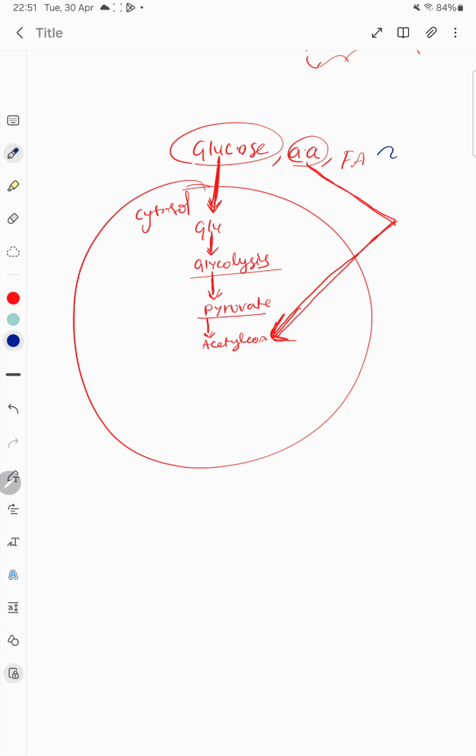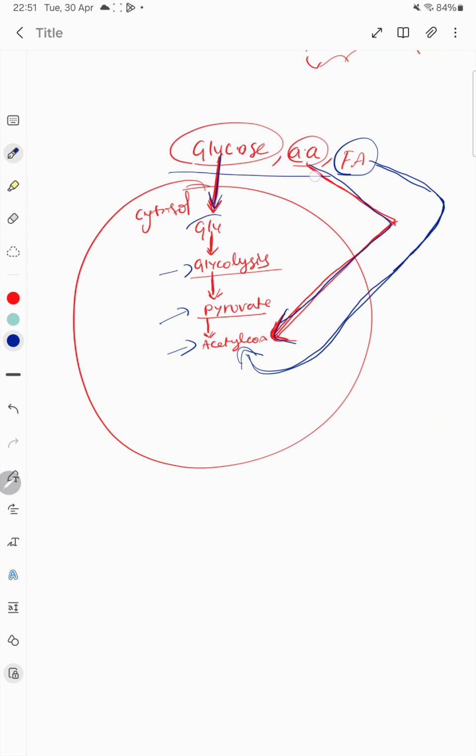Then what is left among the three is fatty acids. These fatty acids also give us acetyl CoA. Remember, fatty acids give us energy only during fasting, so they are involved in metabolism during the starvation phase. Now fatty acids directly end up at acetyl CoA, and at the same time amino acids also end up there. And glucose is involved in glycolysis, followed by pyruvate conversion and then acetyl CoA.